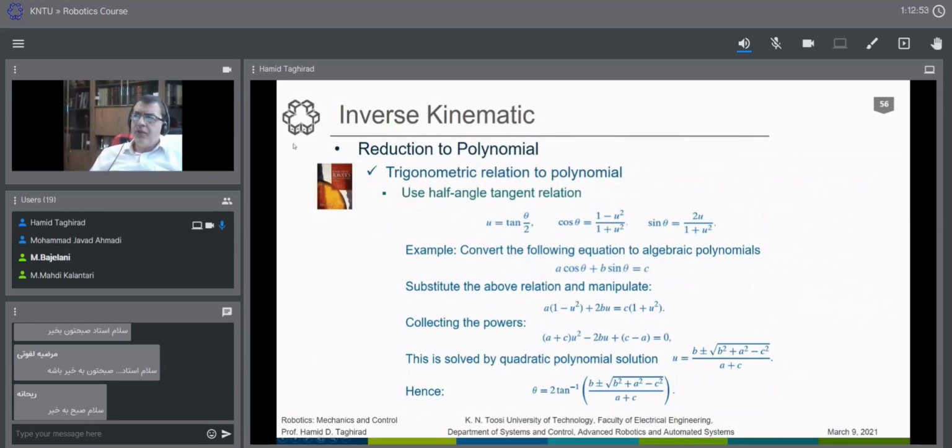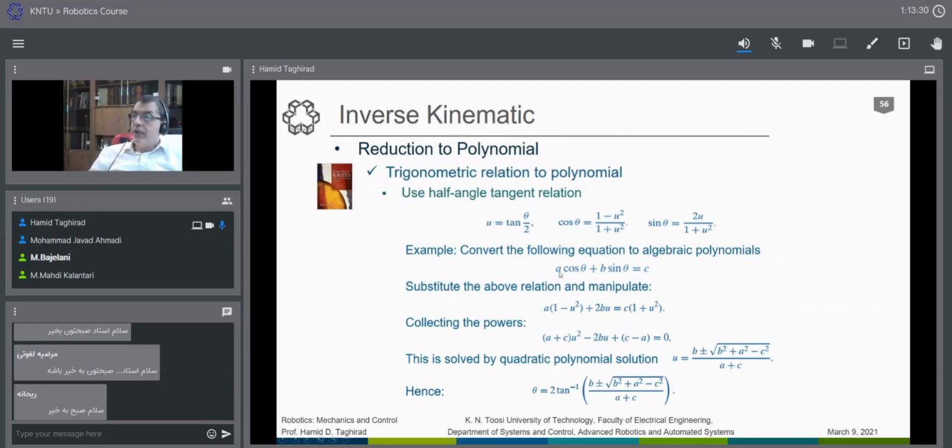Do you remember 2u over 1 plus u squared? If you go back to your high school relation and also in mathematics 1 and 2, these are very, very useful relations. And the u is the tangent of the half angle, actually, theta over 2. Now, how can we use it? Let me give you an example. This is not for robotics; you can use it for any general method.